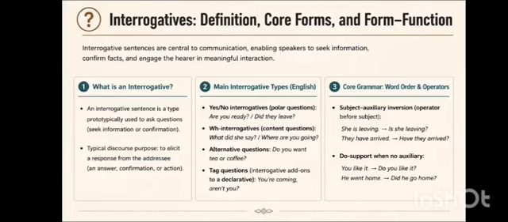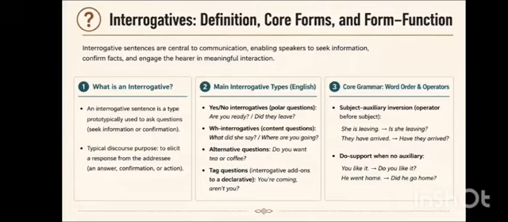And we have alternative questions. These questions present two or more options, usually connected by the conjunction or, asking the addressee to choose one. We will discuss conjunctions, okay? So just remember and keep it in your mind. We use or here. For example, do you want tea or coffee?